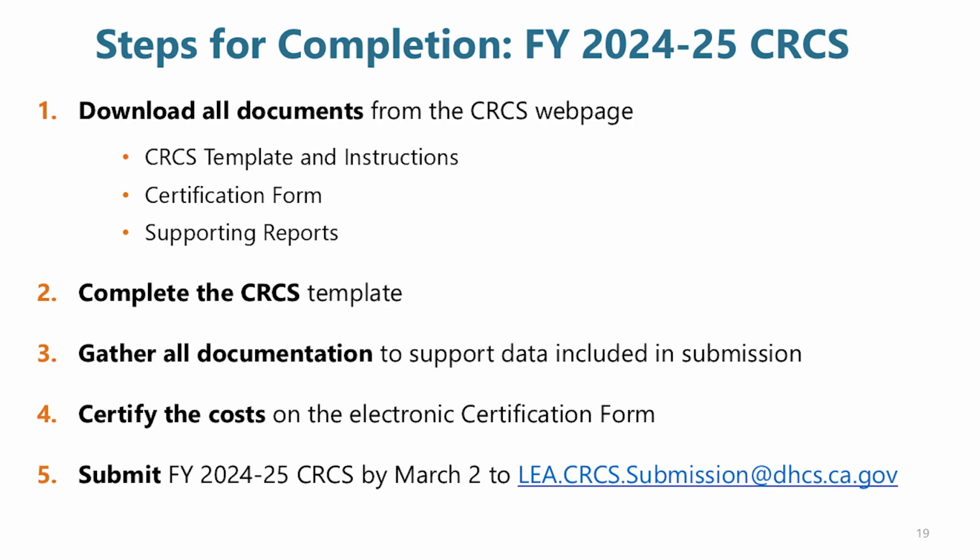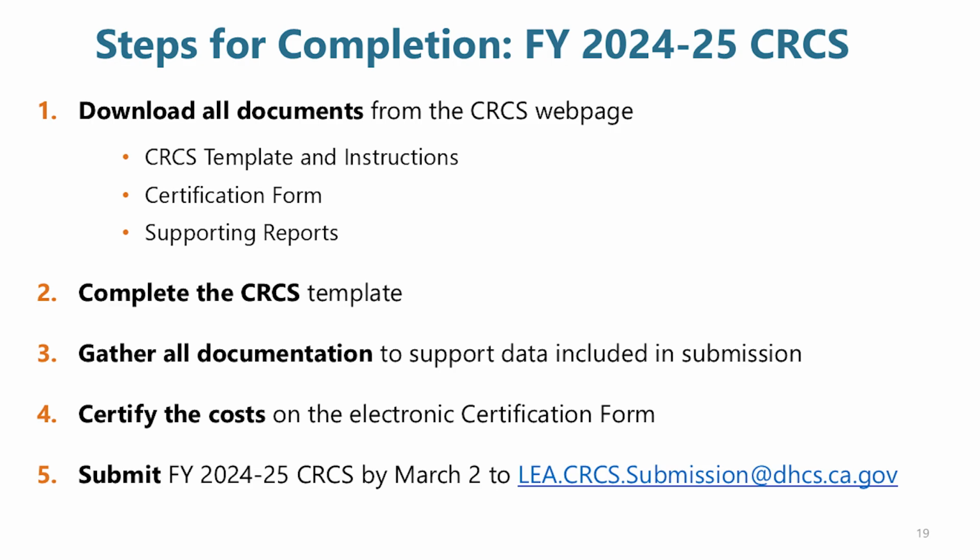The HCS will post all documents as soon as they are approved. And so please download all files that you will need to complete your CRCS by March 2nd. And this will include the template and the instructions, the online certification form, the supporting reports. And again, if the 2 additional reports are not applicable, you will not need to download these. Once you have all of the documents, you can collect cost data and complete the Excel template and gather your supporting documentation. You will also complete the electronic certification process.